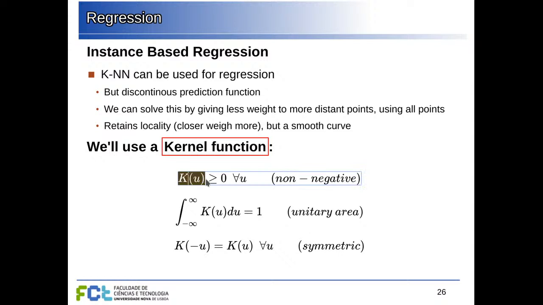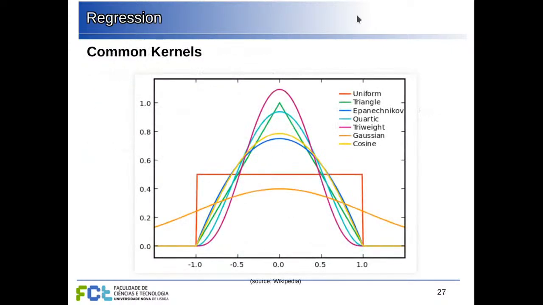It has to be non-negative, so at all points this kernel function is at least 0. The total area of the function, so the integral, is 1, it has a unit area, and it's symmetrical. It means that the value of the function for u is the same as the value for minus u. There are many different functions that have these properties. Here are some examples from Wikipedia. You have this Gaussian function, this rectangle here, the triangle, things like that. So all of these fulfill these conditions, have an area of 1, are all 0 or higher, and are symmetrical. So they are the same on the positive side and the negative side.